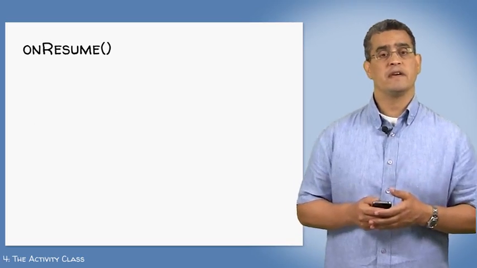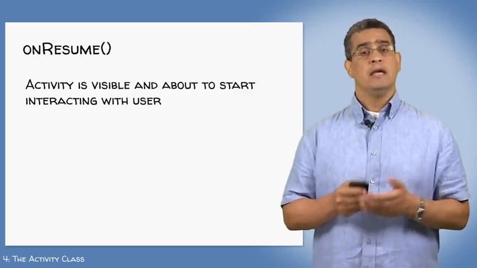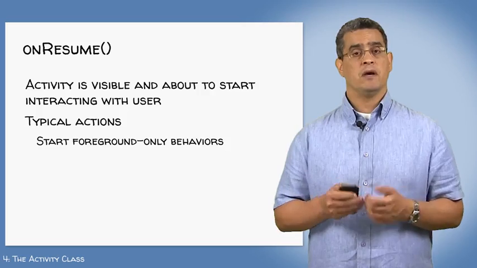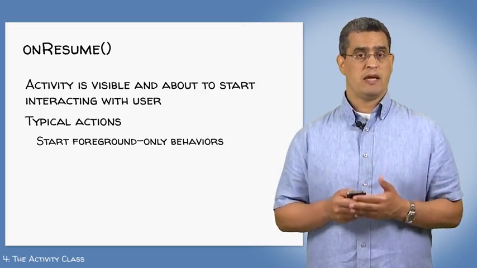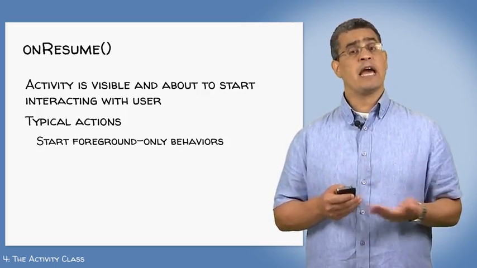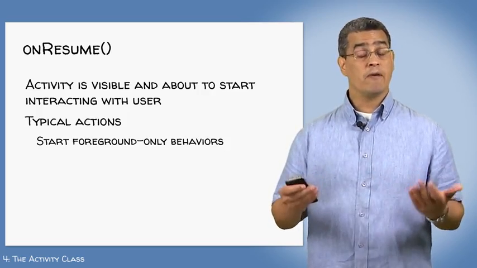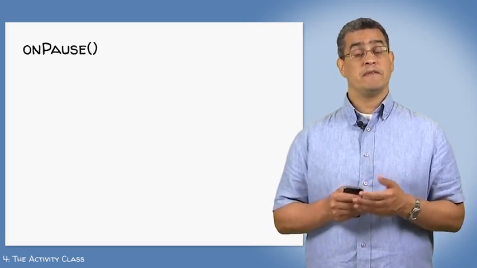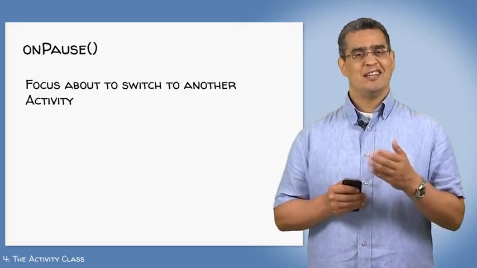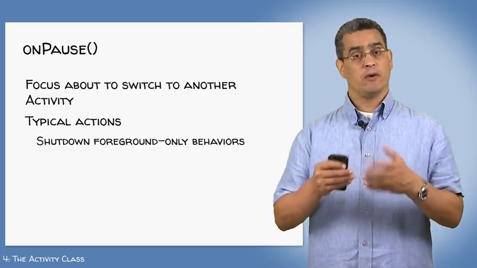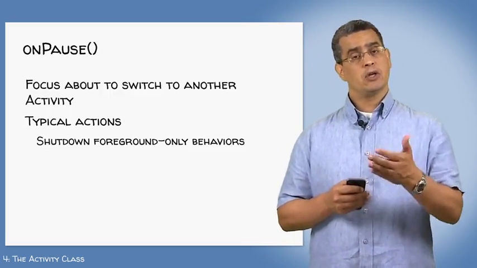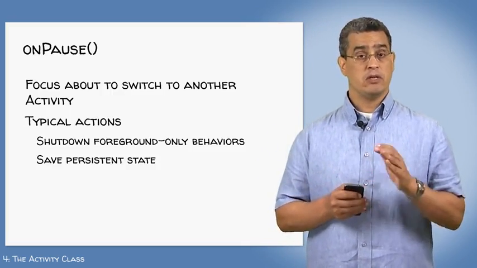The onResume method gets called when the activity is visible and about to start interacting with the user. And some things you do in this method are to start foreground-only behaviors, things like starting animations or playing a background soundtrack. onPause is called when your activity is about to lose focus. In this method, you can shut down foreground-only behaviors, things like killing animations. And you should also save any persistent state that the user has edited.